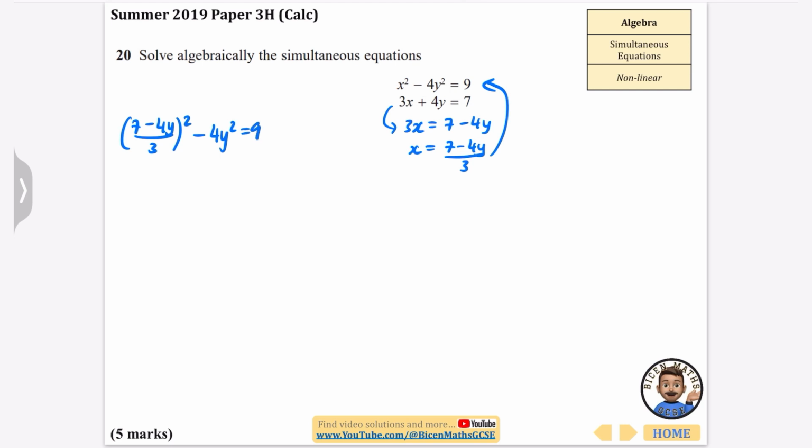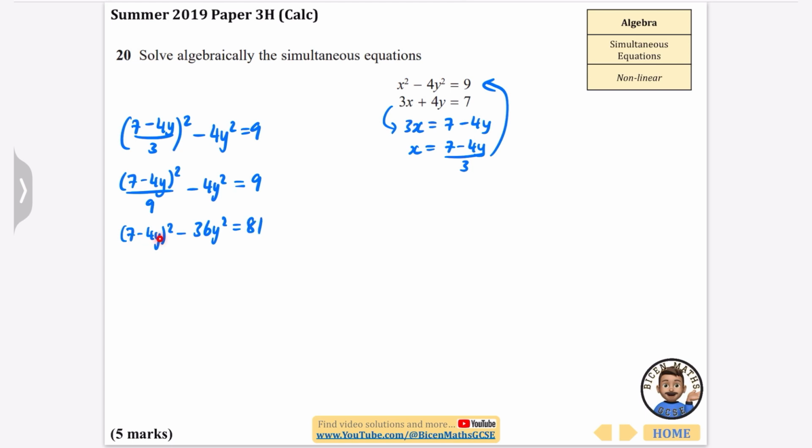Now, I don't want to do this squaring in this kind of way. I'm actually going to just say this thing down here, when it's a 3 squared, it's going to become a 9. So I'm going to get 7 minus 4y squared over 9 minus 4y squared equals 9. And I'm actually going to get rid of this divide by 9 by multiplying everything immediately by 9. So I get 7 minus 4y squared minus 36y squared equals 81.